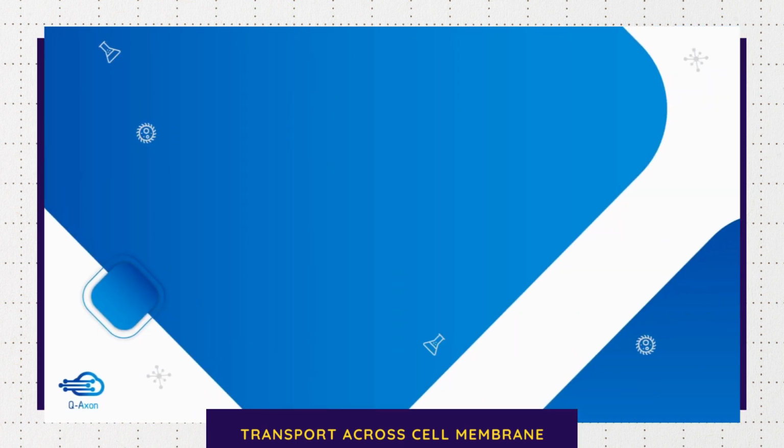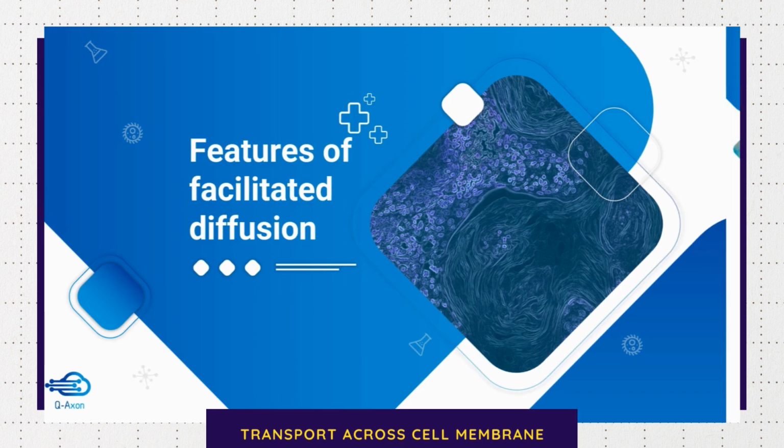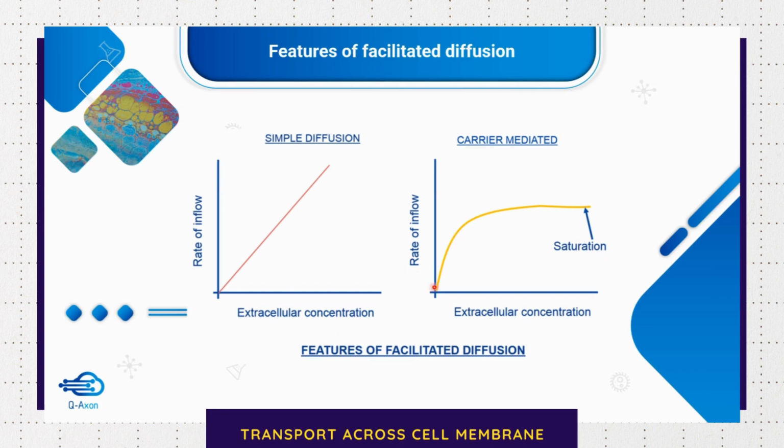So, we have seen that facilitated diffusion occurs via channels, that is mainly ions move via channels, and for other molecules there are carrier proteins. But what are the features of this facilitated diffusion? The first feature of facilitated diffusion is that it follows saturation kinetics. What is that? For this, let's try to understand these graphs. Suppose here the x-axis shows extracellular concentration and the y-axis shows rate of inflow. Here we are assuming that the intracellular concentration is nil for the substance.